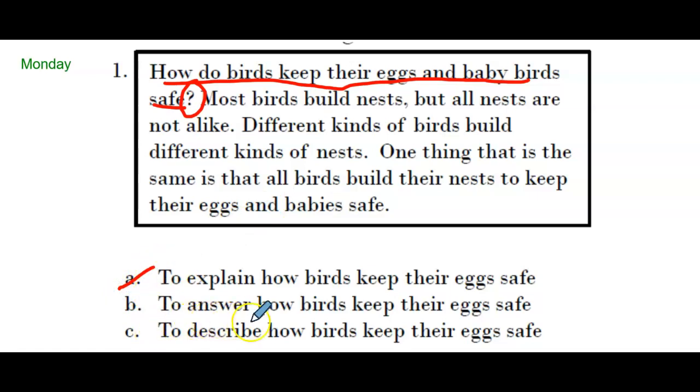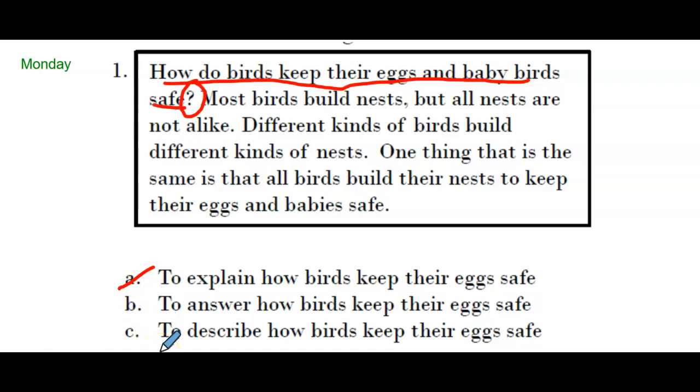Is it B, to answer how birds keep their eggs safe? Well, the first sentence is a question, and what follows is the answer. So B still seems like the best answer choice, so let's leave that alone.